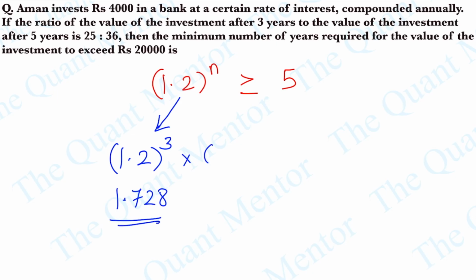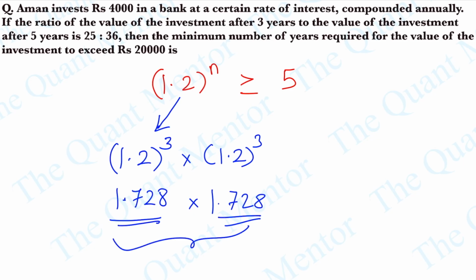If I multiply this again with 1.2 raised to 3, it would be 1.728 into 1.728. So roughly 1.7 into 1.7 would be 17 square, 289. So still this number would be 2.89 only, approximately 2.89 only, which is not 5. Once again, if I multiply this with 1.2 cube, it will be getting multiplied by 1.728. So if you now check, 2.8 approximately times 1.7 brings us very close to 5.